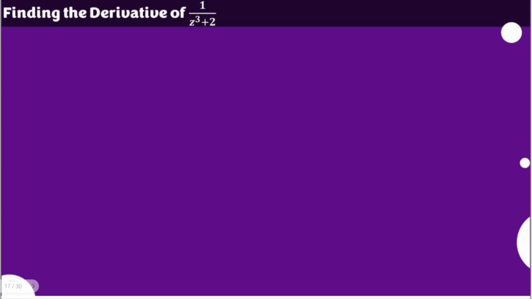This next function is a rational function. We know that it's a rational function because you can see that in the denominator, it has an expression of z. So we're going to use here the rule intended for differentiating a rational complex function. Take note, our function here is identified as 1 over z cubed plus 2.